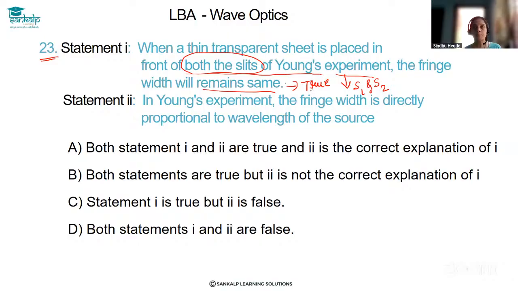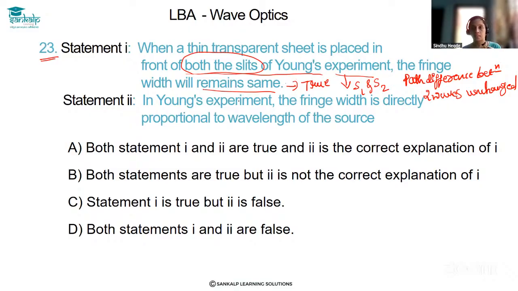Why? Because the path difference between the two waves remains unchanged here. Hence, fringe width will also remain same.